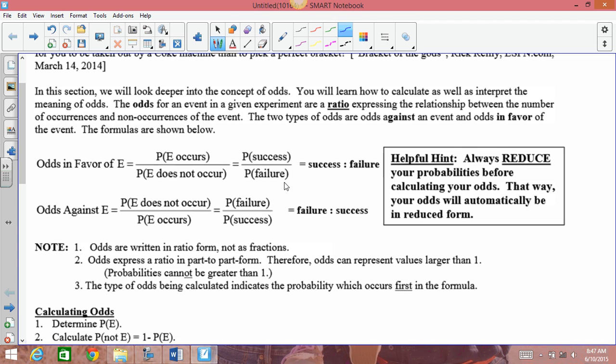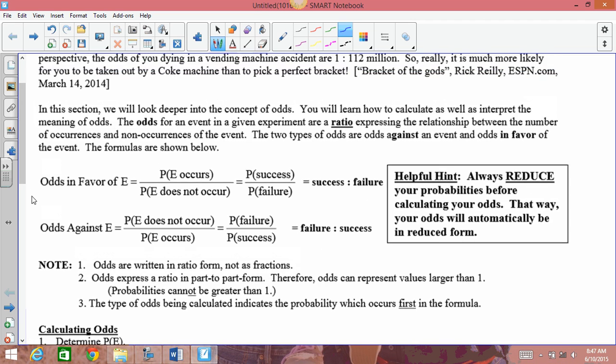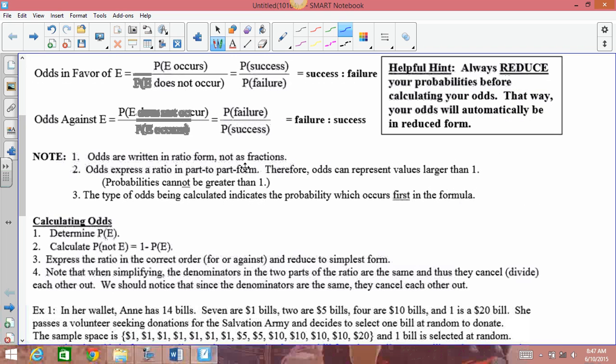What I would always recommend is that as you're calculating these probabilities, you reduce them so that whenever you get to the ratio format, it's already in reduced form. To me, it's second nature to reduce a fraction, but probably not second nature to reduce a ratio. Then the other type of odds is the odds against an event happening, and that would be the probability that the event doesn't happen divided by the probability the event does happen. So that would be failure over success, and likewise the failure comes first in your ratio, failure to success.